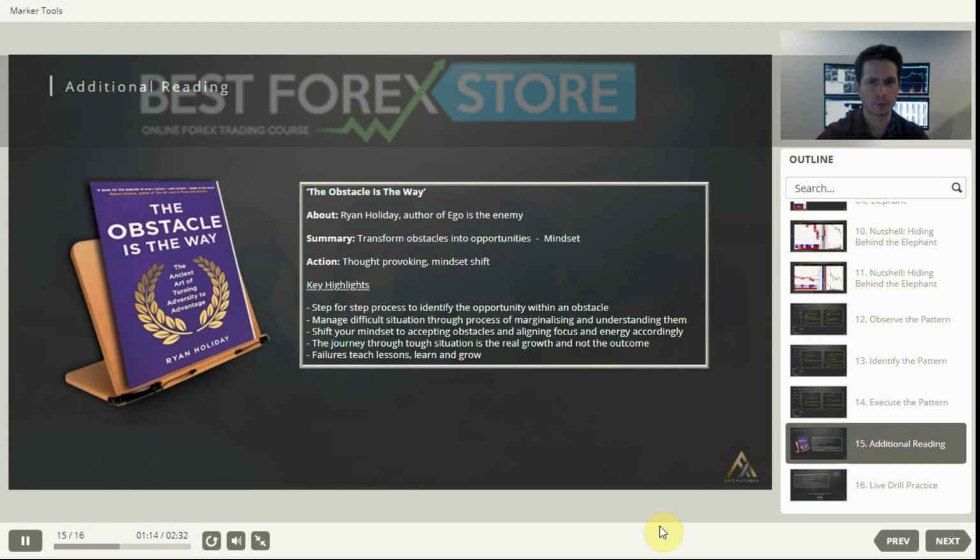Again, another process like we saw in Ray Dalio, obviously a step-for-step process to identify the opportunity in an obstacle. Okay, and this is key because sometimes we can't always see the potential opportunity until much later on. So, nice step-for-step process. Note, obviously, it's going to show you how to manage difficult situations through a process of marginalizing. Okay, so breaking down obstacles into very small margins, into very small segments, is ultimately going to show you how to get through obstacles.